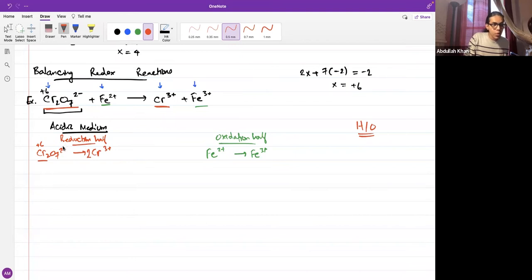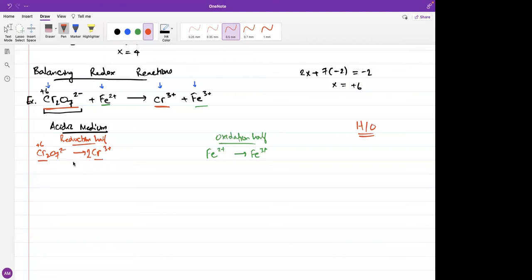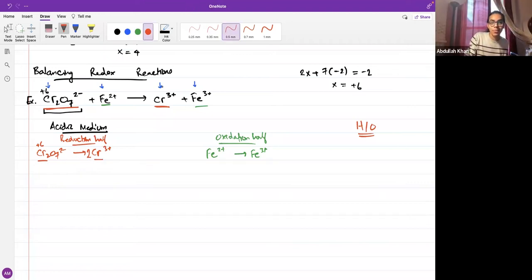Now, here's where you'll need to remember something very important. Chromium is undergoing what kind of a change here? +6 to +3. What change is that? As in, how many electrons is chromium gaining, going from +6 to +3? Okay, so you're jumping ahead. Good. But +6 to +3, that's a difference of 3, right? What I want you to remember is that it's 3 electrons per chromium, per single atom of chromium.